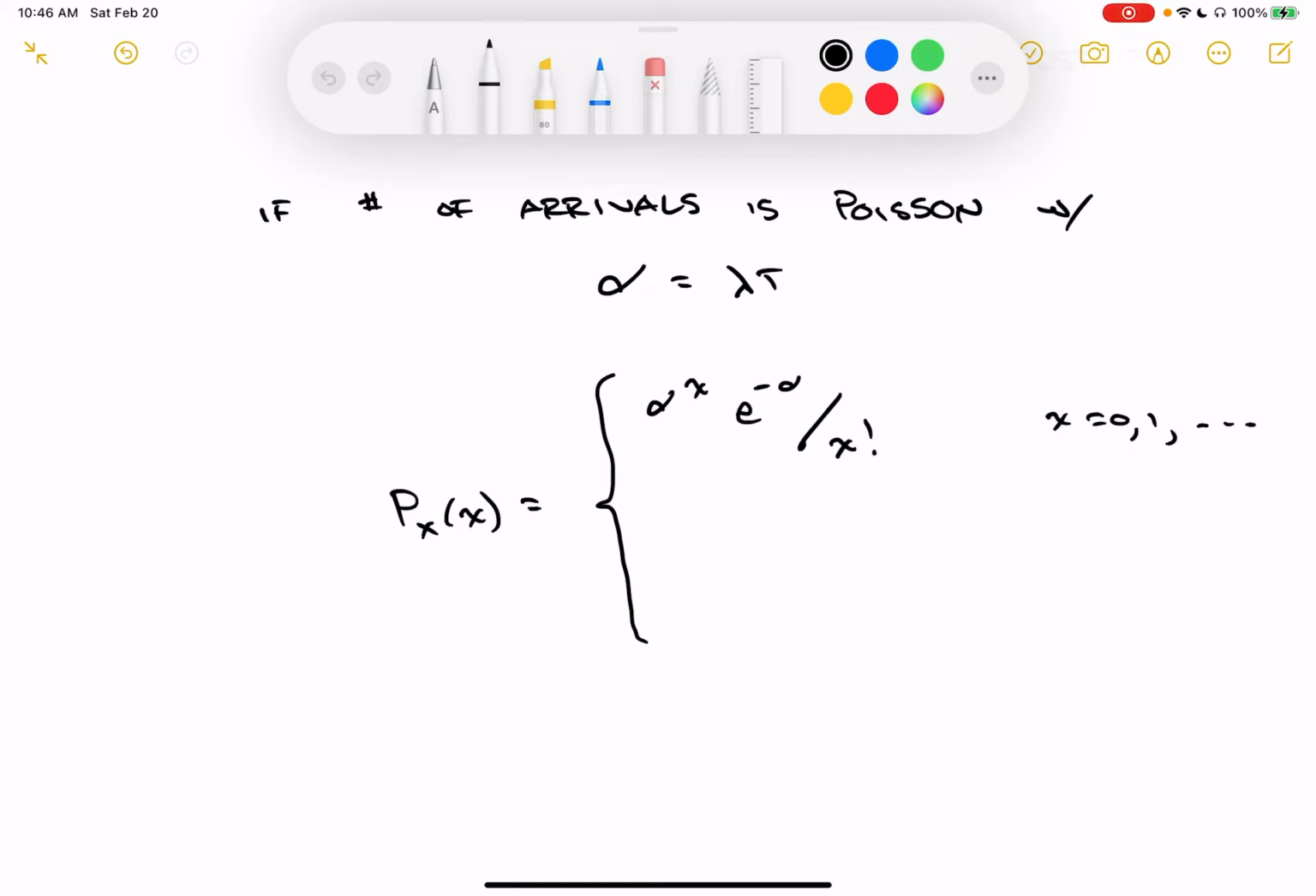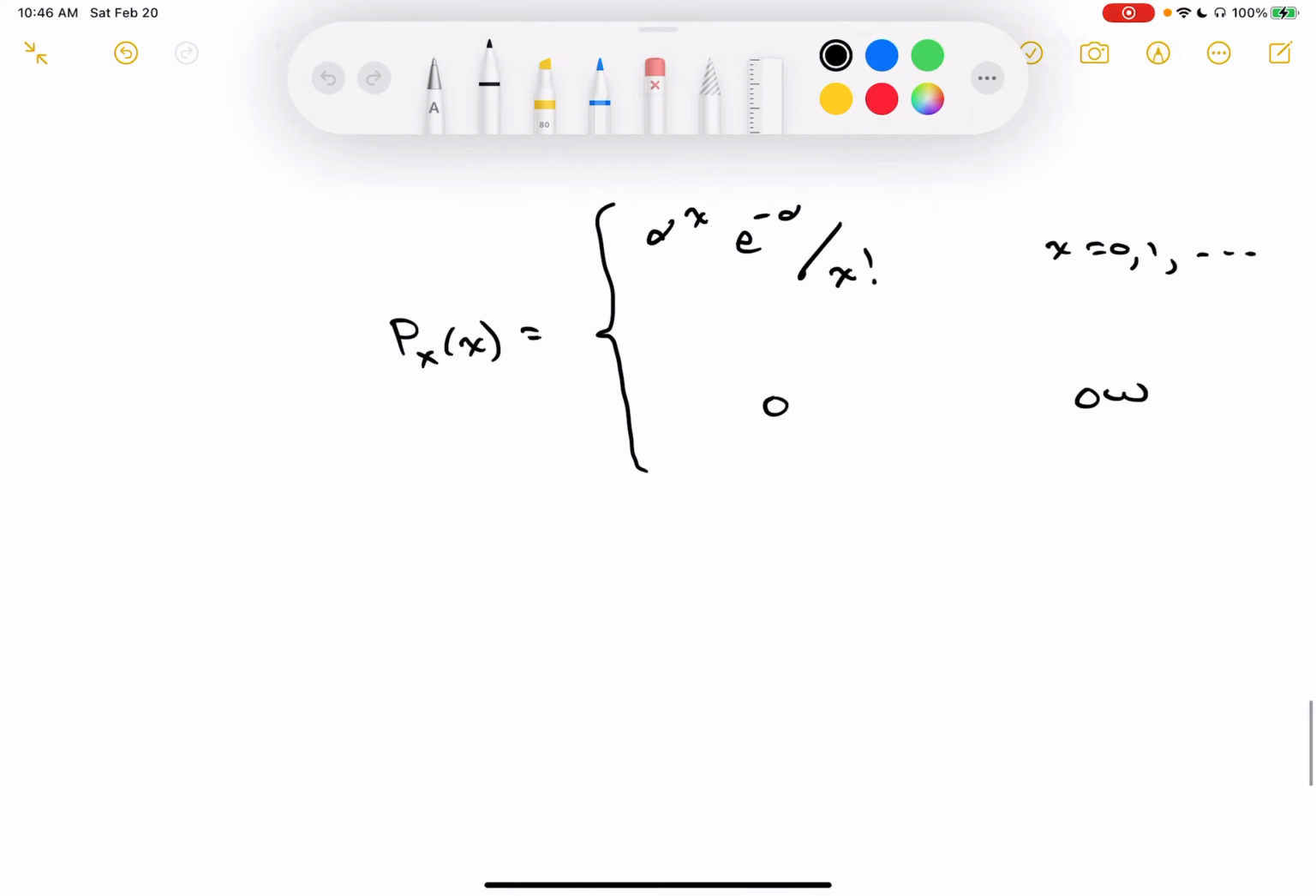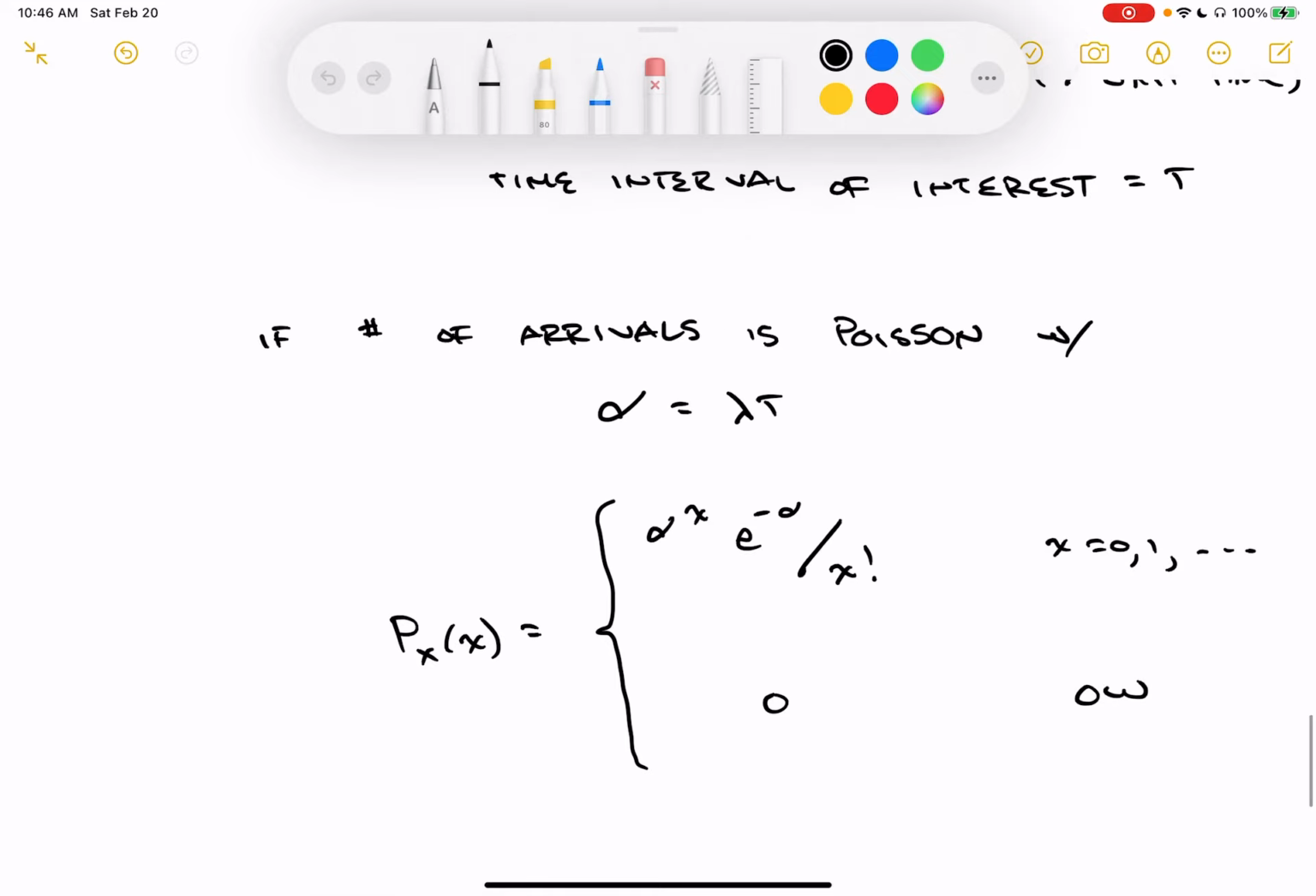The probabilities are necessarily going to get lower as we go along, and it's 0 otherwise, something along those lines. I do want to note, if we take a look at this alpha again, that alpha, lambda, is how many things arrive per unit time. That's a non-negative quantity. T is an interval of time. That's a non-negative quantity. You multiply both of those together, it is non-negative. So alpha is going to be greater than 0. So we're just going to keep that in mind.